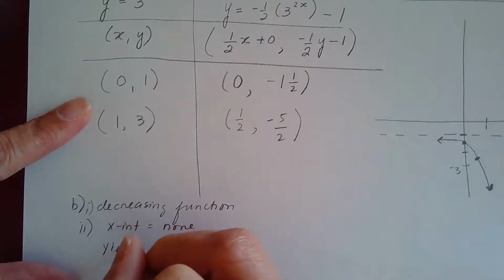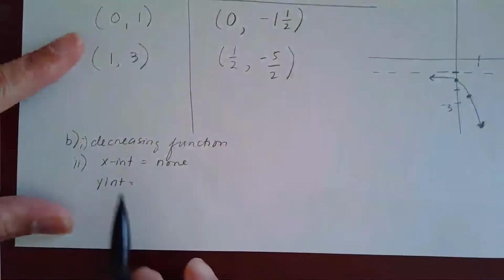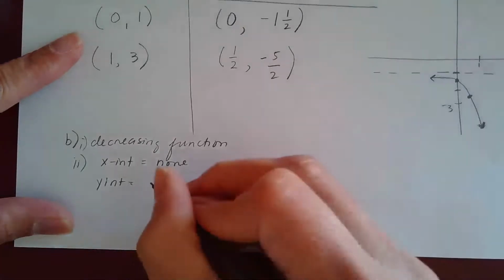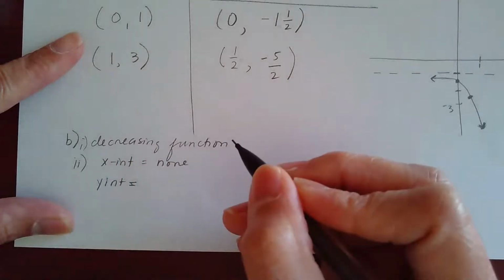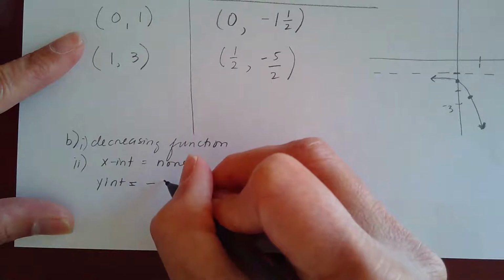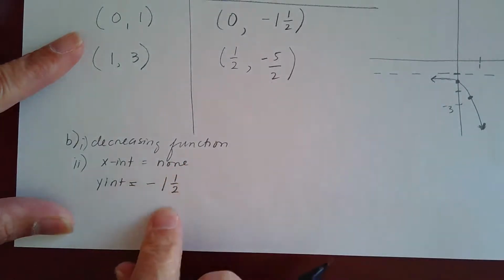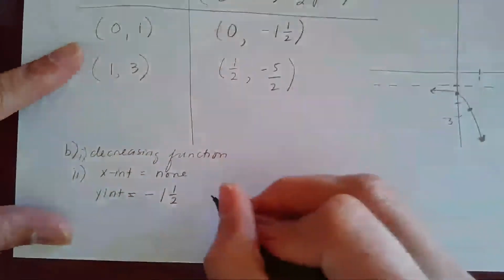But the y-intercept is negative. Okay, how do we calculate the y-intercept? We set x equals to 0. So it's going to be at negative 1 and 1/2. Okay, so if you want to calculate the y-intercept, we can set x equals to 0.